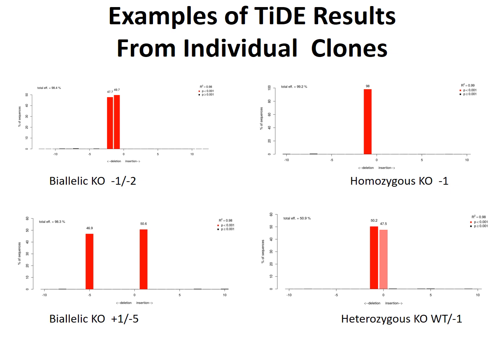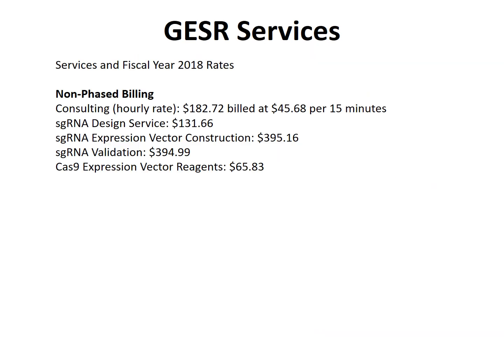And so once you have your individual clones and you do TIDE analysis on them, what you're trying to get is a biallelic knockout. What you can see here is this one is a -1 and a -2 by TIDE, and these are all scores of 0.98, so that would be one clone that you'd want to use. Homozygous knockout of -1. This one is a biallelic with a +1 or a -5. And finally, if you want a heterozygous clone, you can keep these for other purposes, but for straight knockout purposes, you wouldn't want to use one that's wild type over a -1.